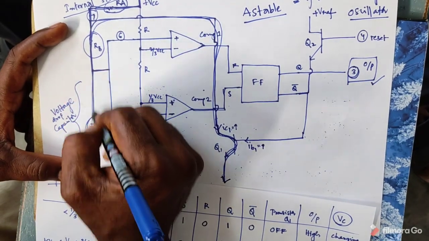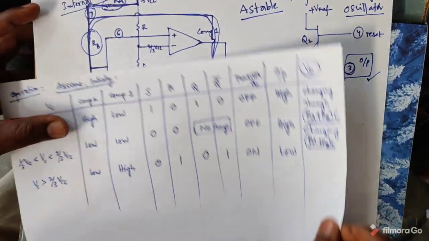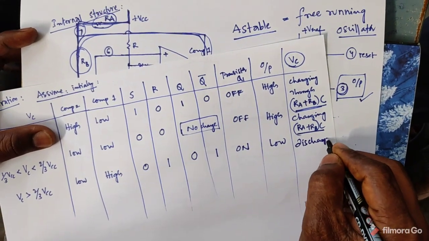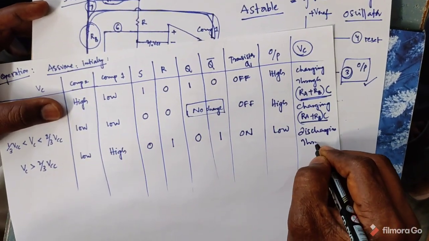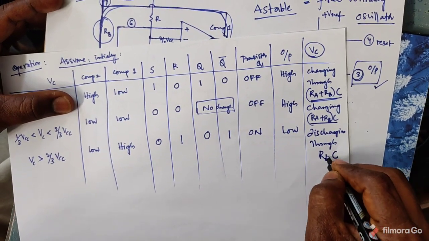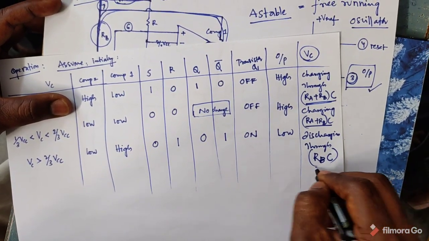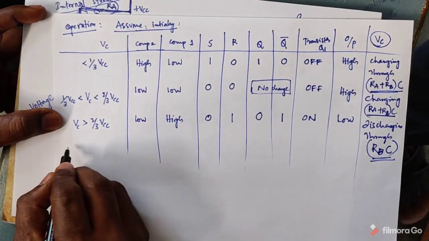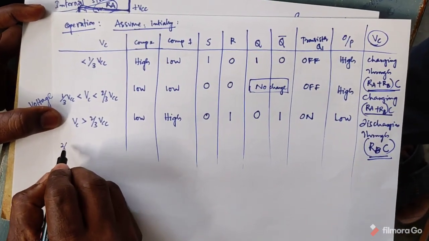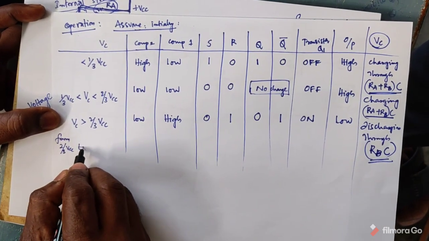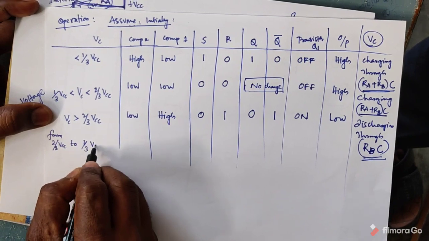Discharging path covers only one resistor and one capacitor. That is discharging through RB and C only. You don't have RA. That is the meaning. Next, once again the input value is from 2/3 of VCC to 1/3 of VCC.